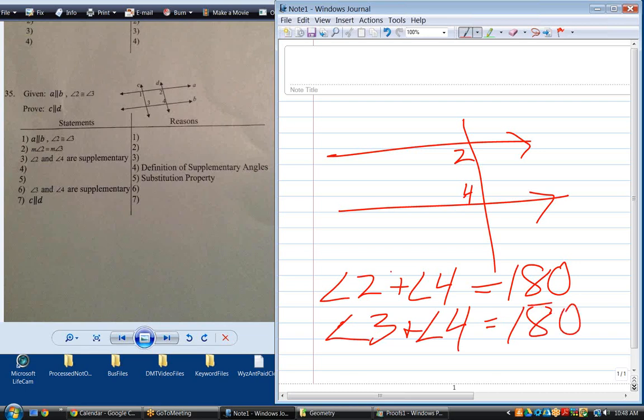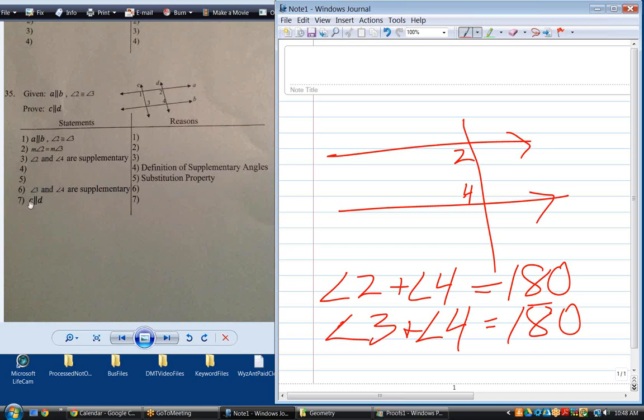Okay. If angle 2 and angle 4 are equal to 180 degrees, and that's what statement 4 says, then we know that the measurement of angle 2 is equal to angle 3. So by the substitution property, I can say angle 3 plus angle 4 is equal to 180, because angle 3 is the same as angle 2. Again, definition of supplementary. In other words, this line 5 says angle 3 plus angle 4 equals 180. Well, that means they're supplementary because of the definition of supplementary angles.